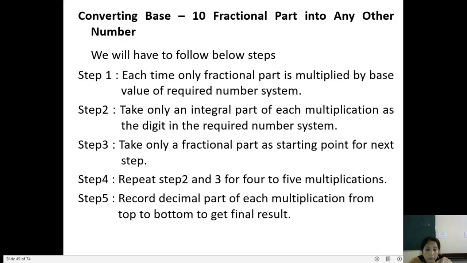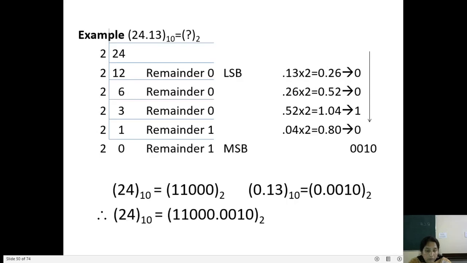For example, see here, there is 24.13. This is a decimal number you are converting into a binary number, and they have given the fractional value 13. At that time, the same division you want to do for the 24 as we did in the previous. When you come to the 13, that is the decimal value, you want to do repeated multiplication until you get a repeated 0, and while keeping the value as the output, you should ignore the number present after the decimal point, and you keep only the value from top to bottom.